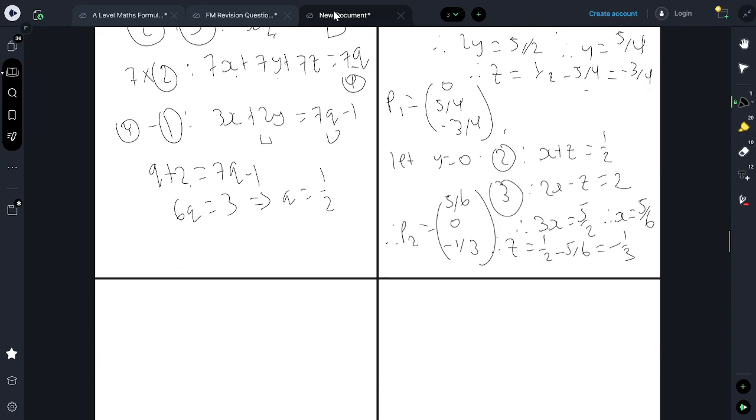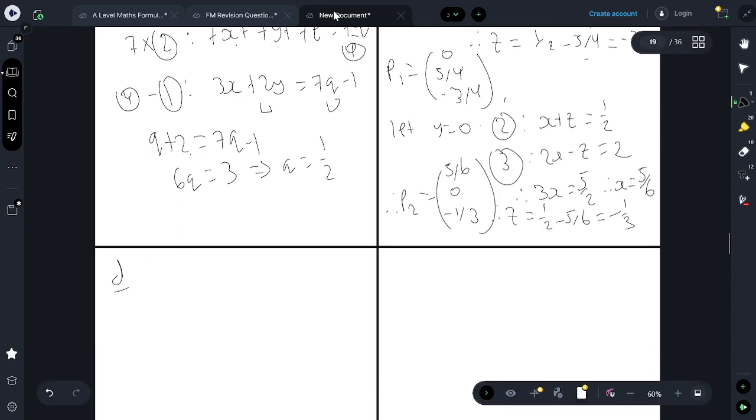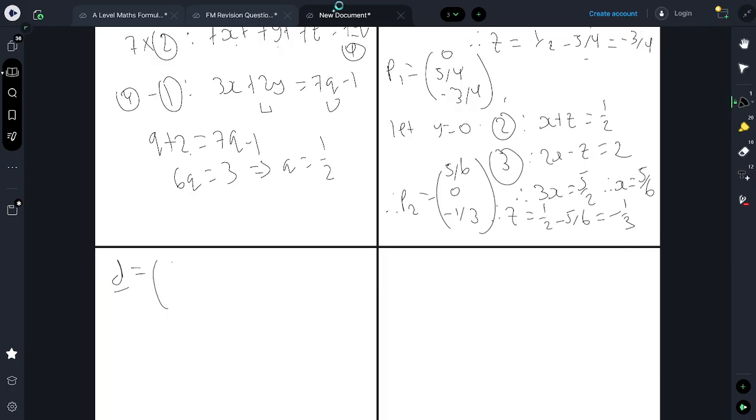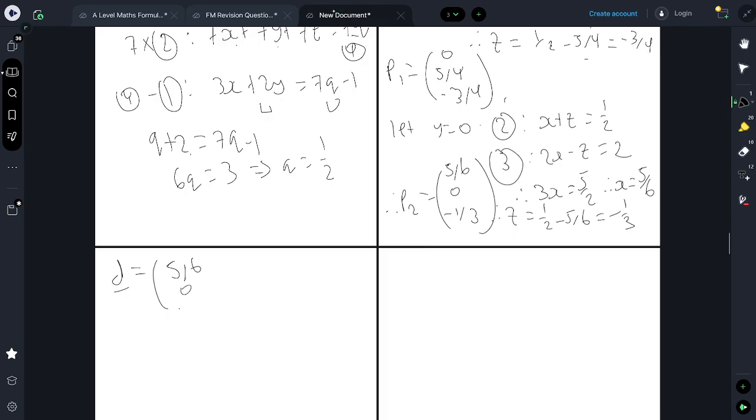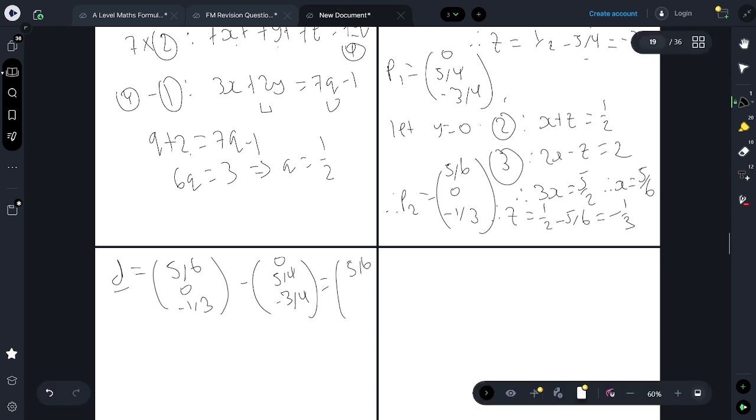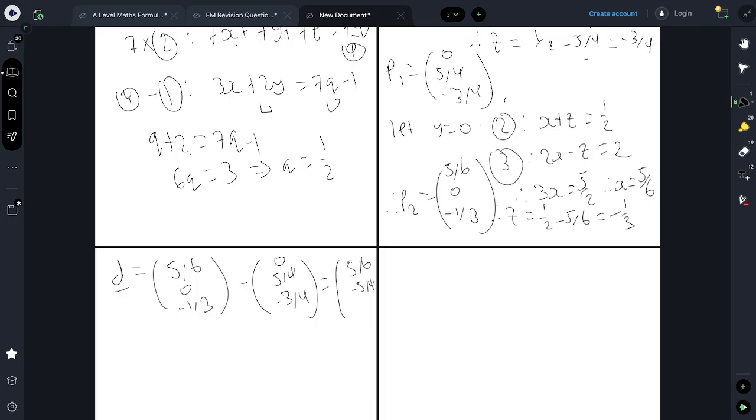So now we know 2 points. Well, the direction vector is simply the difference, right? So the difference of 2 minus 1: 5 over 6 minus 0, minus a third minus minus 3 over 4, and 5 over 4 minus 3 over 4, sorry. And that would be 5 over 6 minus 5 over 4, and minus a third plus 3 over 4 would get you 5 over 12.